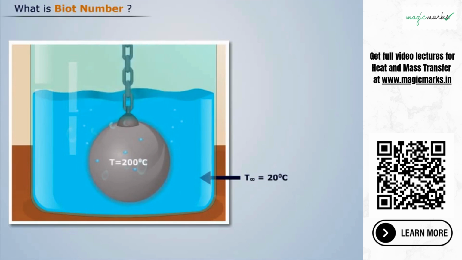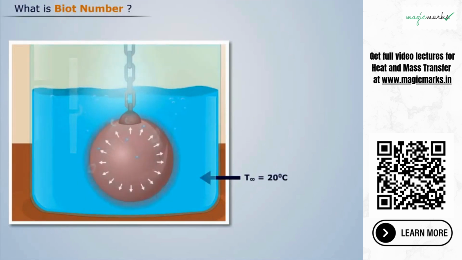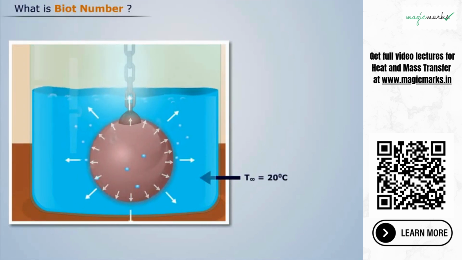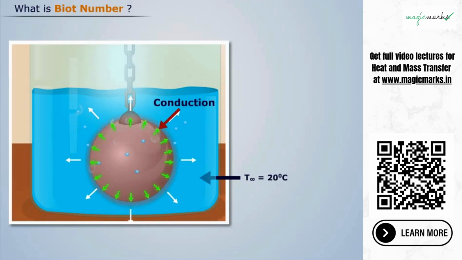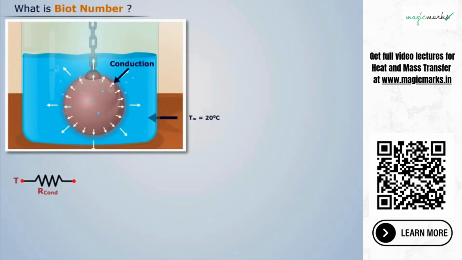Due to the temperature difference between the beaker water and the ball, heat is transferred from the ball to the water. When the heat flows from the inner part of the ball to the surface of the ball through conduction, the ball experiences a conduction resistance. And when the heat further flows from the surface of the ball to the water through convection, then the ball experiences convection resistance at its surface.